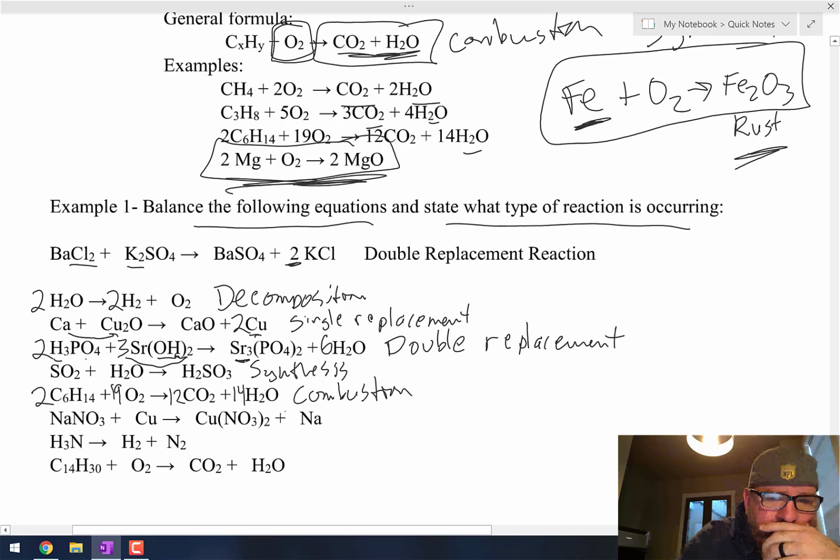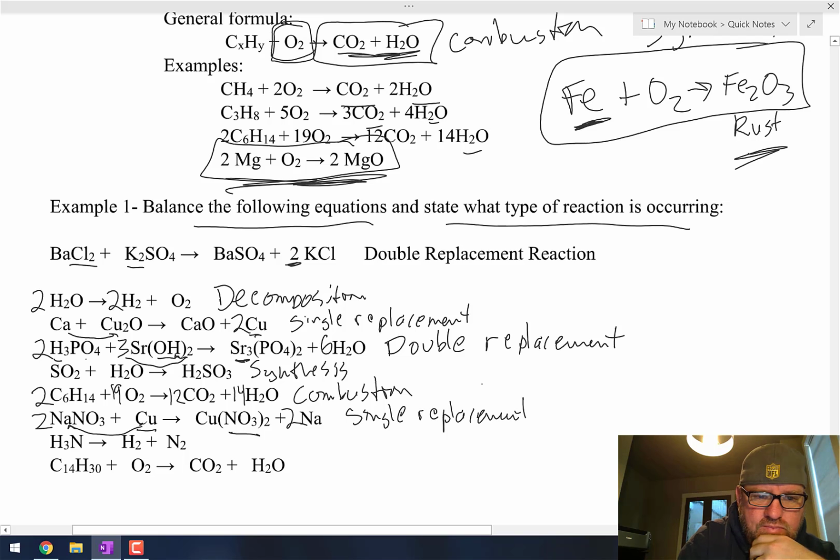Okay, in our next one, we've got 2 NO3s, so we need a 2 there, and then a 2 there, so it's balanced. And we've got one element by itself, and notice that that copper replaces the sodium, so that is a single replacement.